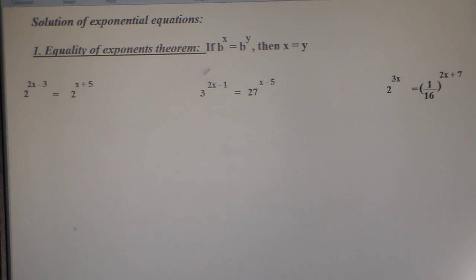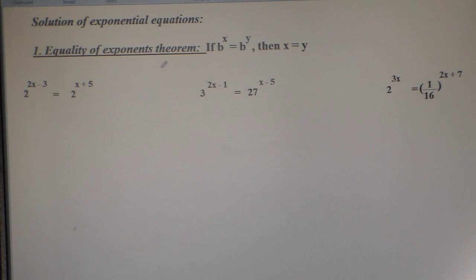In this theorem, we have that if b to the power of x is equal to b to the power of y, that means if we have an equality between two exponential expressions with the same basis, then the exponents are equal. Then we can just set up an equation, making both exponents, x and y, equal.